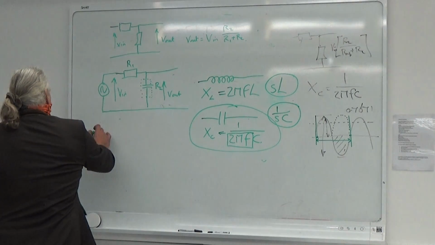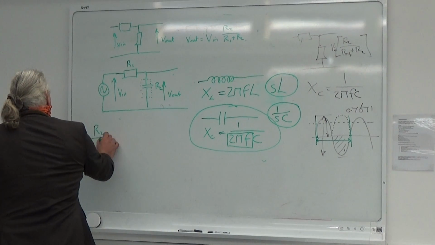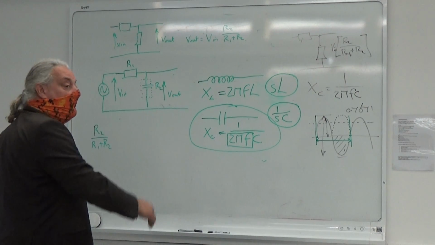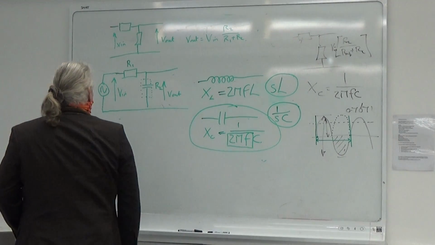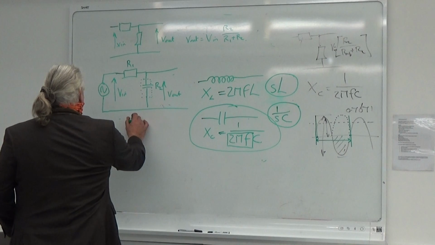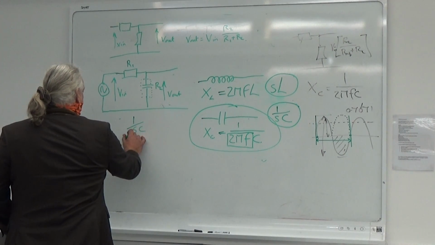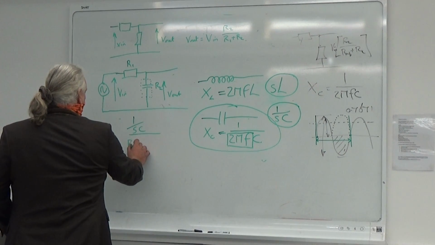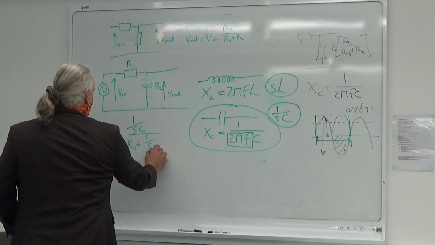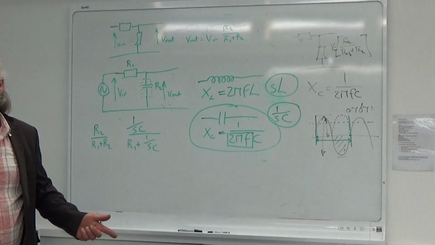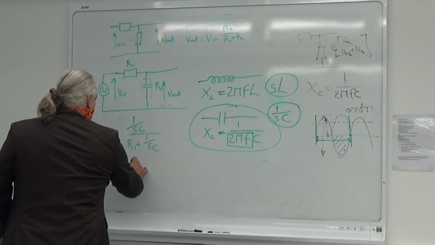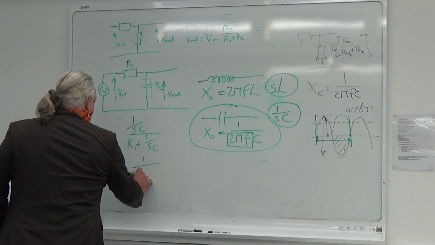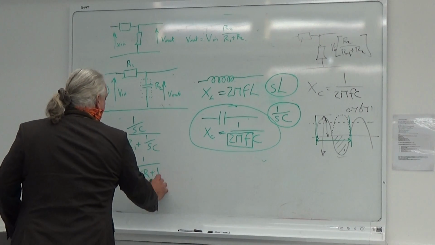So what I can do is I can say, well, R2 upon R1 plus R2. Forget V in, because we know we're going to wire it up to V in, it's immaterial. Every time I see R2, I replace it with 1 upon SC. So I get 1 upon SC upon R1 plus 1 upon SC. Bit messy, right? Simple algebra, multiply top and bottom by SC, I end up with 1 upon SCR plus 1.